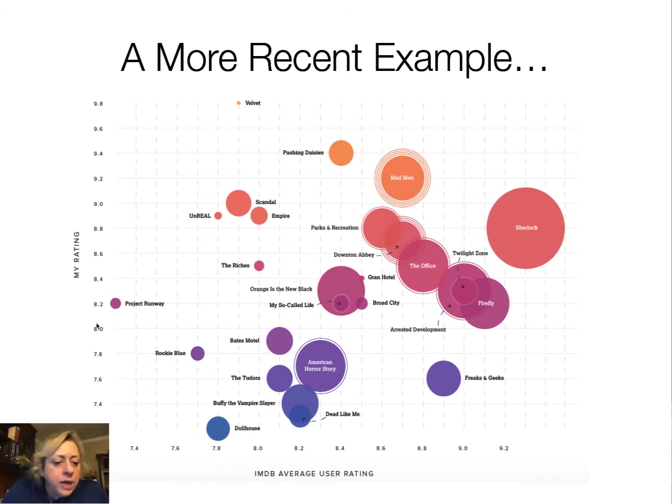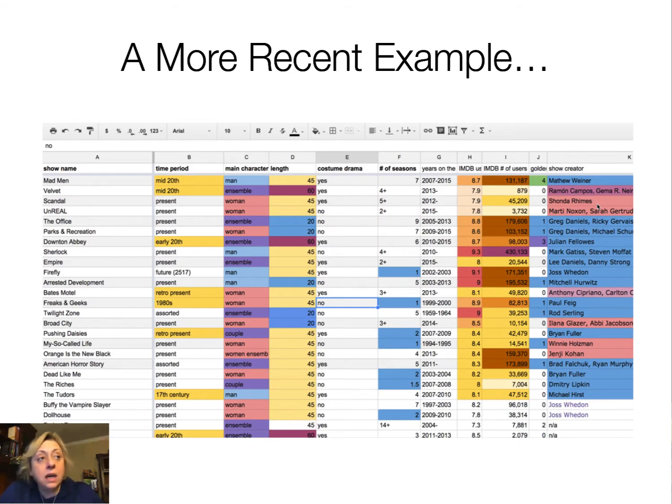In my rating, Project Runway, I gave it 8.2. However, the average rating of all the people who watched that show was even lower than 7.4. So it wasn't close to me. That's a very good story to talk about when you look at it this way, whereas it was really difficult when you look at it in an Excel file, no matter how much time you spend color coding.